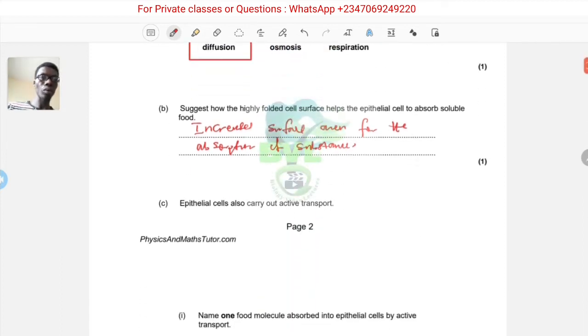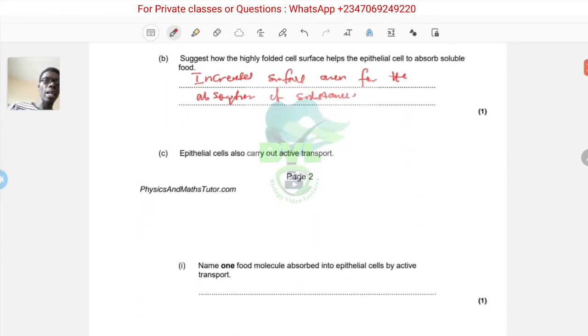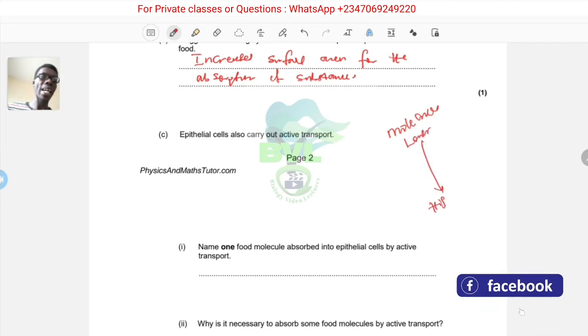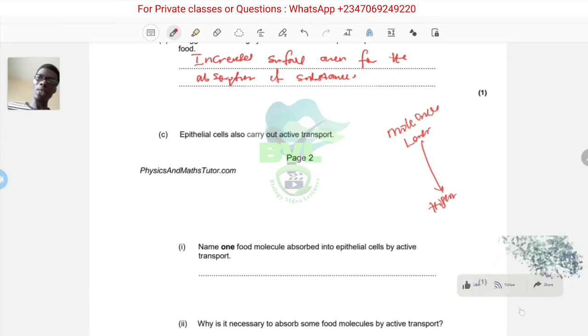All right. Now it says here, epithelial cells also carry out active transport. Name one food molecule absorbed into epithelial cells by active transport. Well, you should remind yourselves at this point what active transport is to start with. That is the movement of molecules or substances from an area of lower concentration to an area of higher concentration. That's a bit strange, by the use of energy.